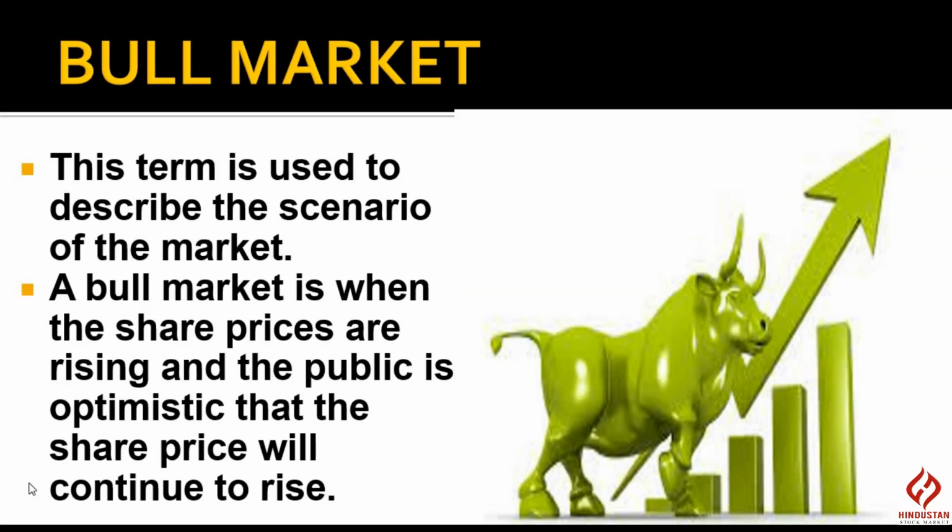Now let us understand the concept of a bull market. It is the term used to describe the scenario of the market. A bull market is when the share prices are rising and the public is optimistic that the share price will continue to rise. For example, let's say a company's stock price has been continuously rising for the last 4-5 months. You can say that the stock is in a bull phase. As we discussed, this is the scenario in the market when people are optimistic, everything is doing good, the economy is doing better, and the stock prices keep on rising. Then this scenario is called a bull market.